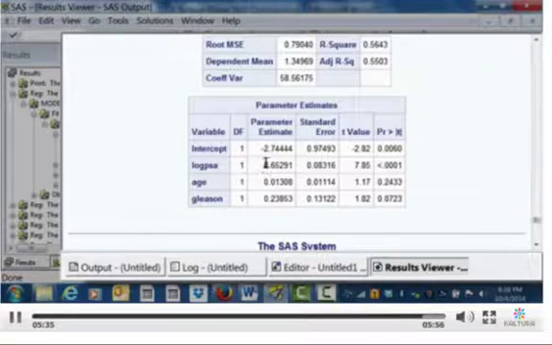So in this case, this slope is only controlled for the presence of age and Gleason. Likewise, the slope for age is only controlled by the presence of log PSA and Gleason, and the slope for Gleason is only to be interpreted in the fact that log PSA and age are in the model.